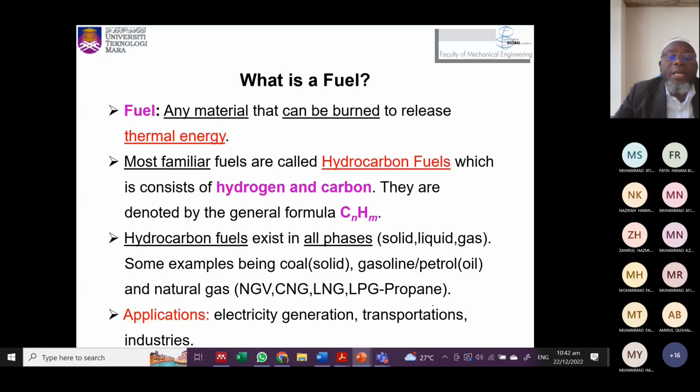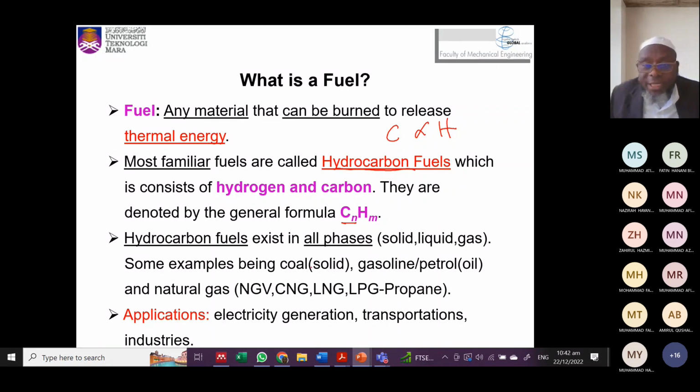Now let us look at fuel and the various types of fuel. Any material that can be burned to release thermal energy is a fuel. Petrol, benzene, diesel, and natural gas, LNG, LPG, propane, all these are fuels. Most familiar fuels are hydrocarbons. Hydrocarbons are fuels made up of carbon and hydrogen, denoted by CnHm.